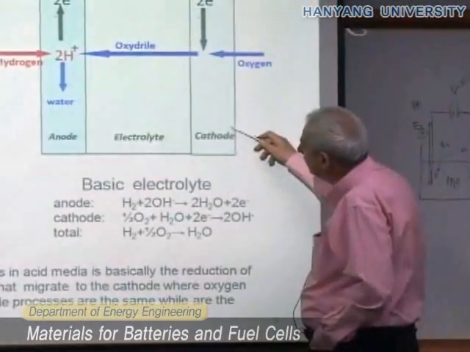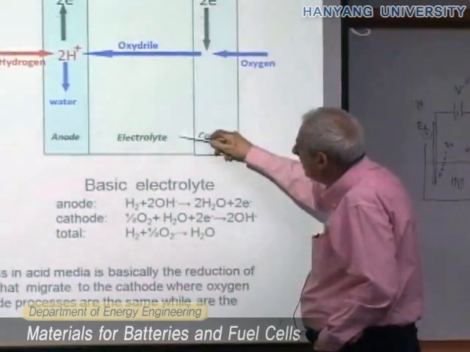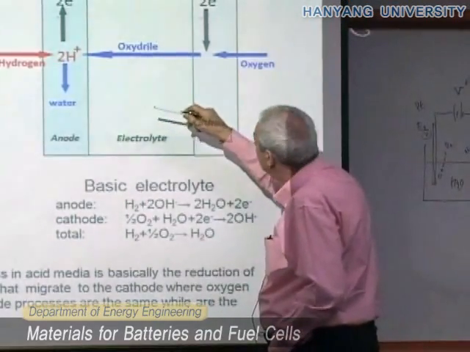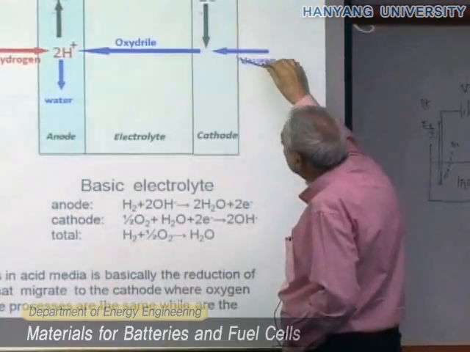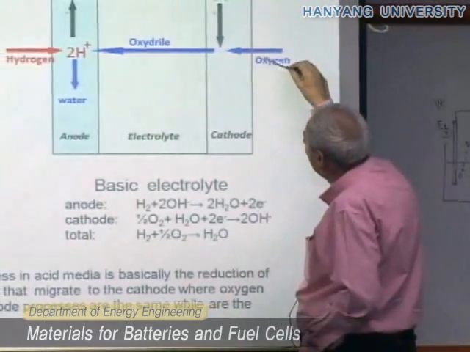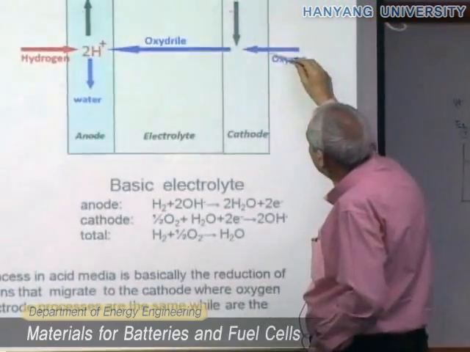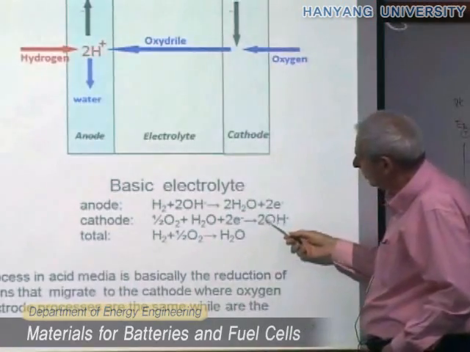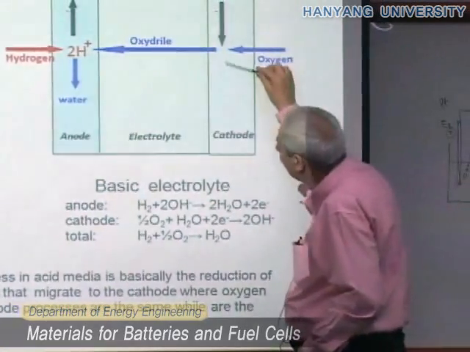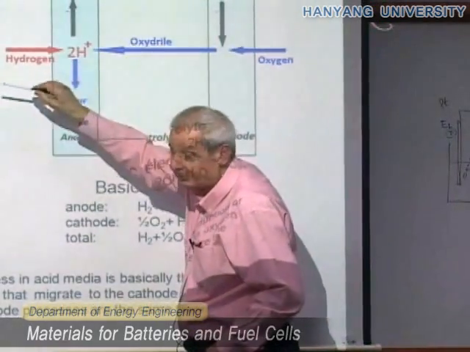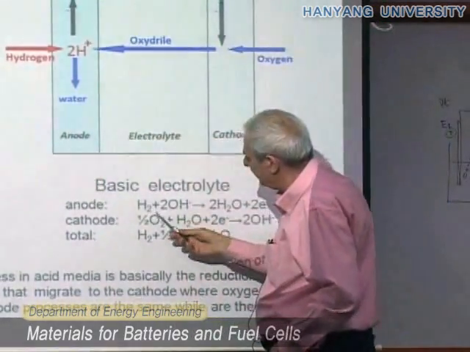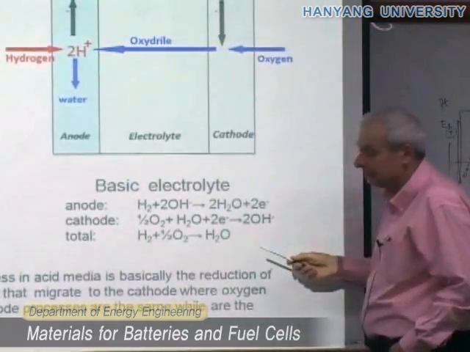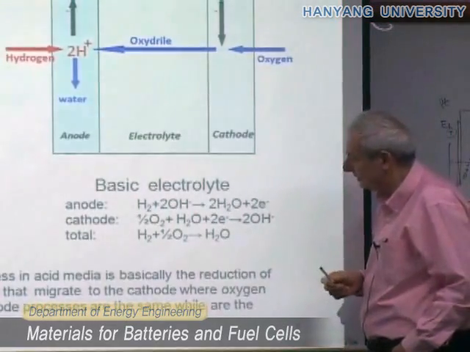Now when we have a basic electrolyte, here we'll have some OH- moving. So what will happen here is very similar to before, but in this case we have oxygen, which is reduced to OH-. So this OH- travels through the electrolyte, just the opposite of before, and arrives here where we have, you see, the reaction with hydrogen to form water and 2 electrons. So again, the total reaction is hydrogen plus oxygen giving water.